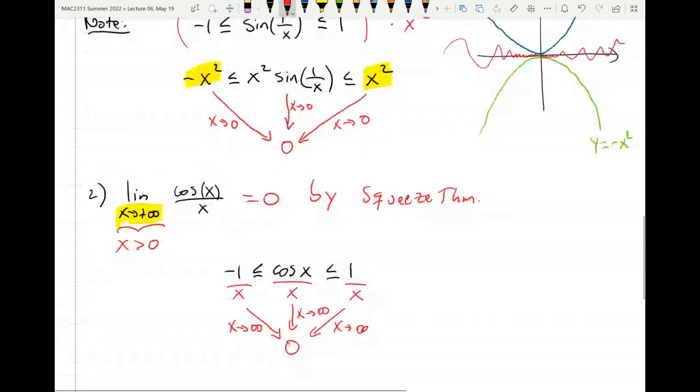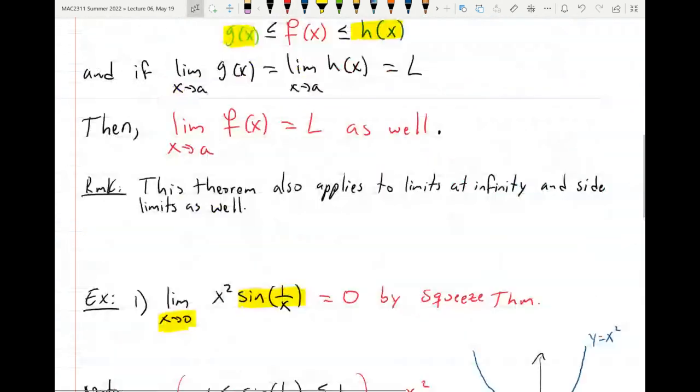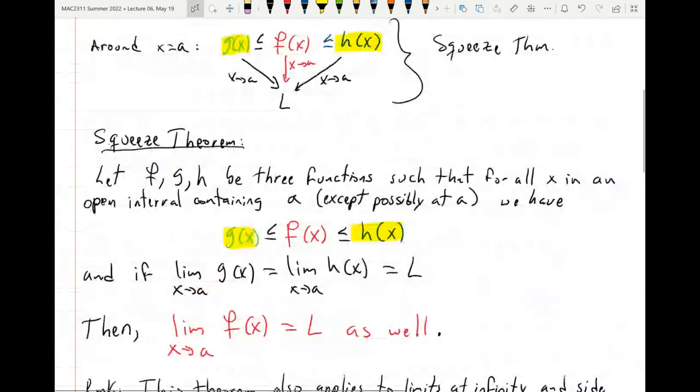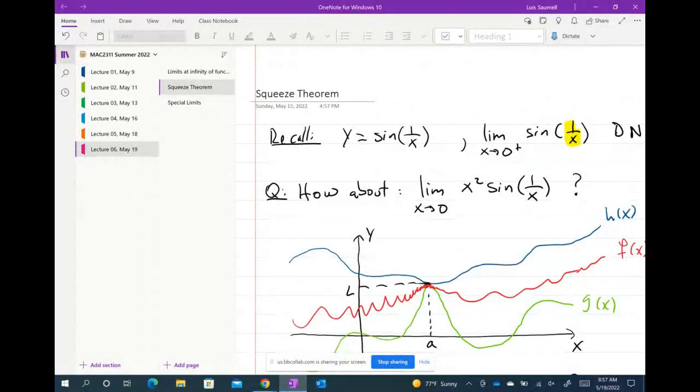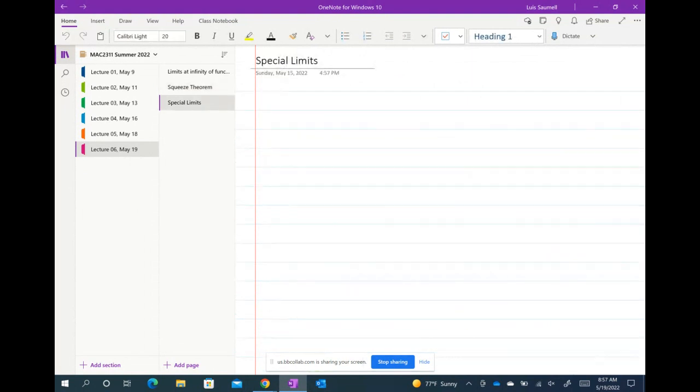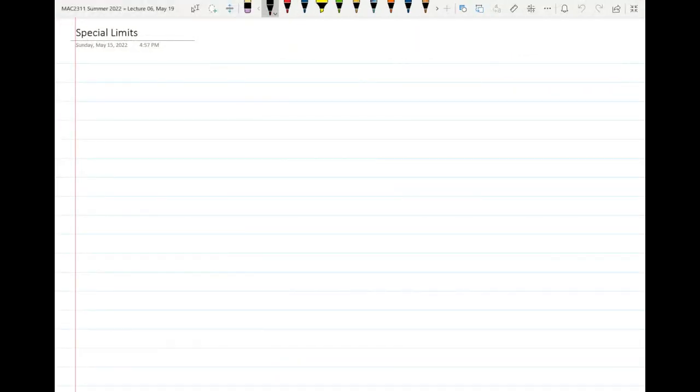All right, so we're going to see the Squeeze theorem in action pretty soon. Okay, so that was the Squeeze theorem. Then the last thing that I want to talk about are some special limits that you need to have in mind when you are computing limits. Sometimes when they show up, you can use the theorem that I'm about to write. Okay, so special limits. So, theorem.